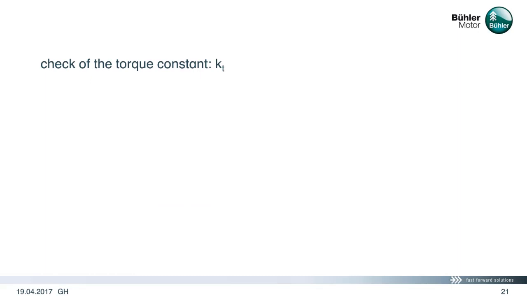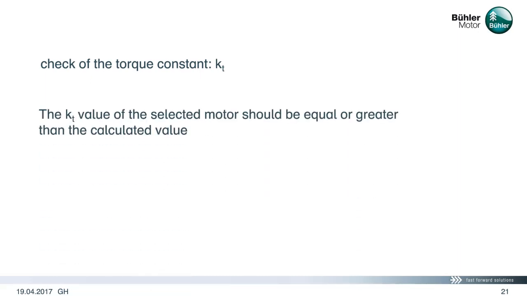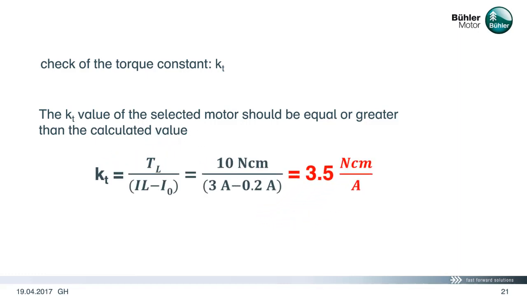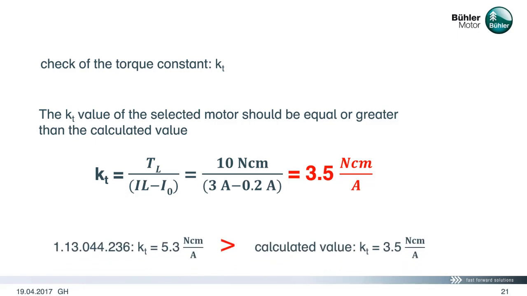If we check the torque constant K sub T now, the K sub T value of the selected motor should be equal or greater than the calculated value. Our calculated value, shown here, K sub T is the torque T sub L divided by the difference of the load current minus the no load current, and this results in 3.5 Newton centimeters per amp. The 113.044.236 motor has a K sub T of 5.3 Newton centimeters per amp, which is greater than the calculated value of 3.5 Newton centimeters per amp.